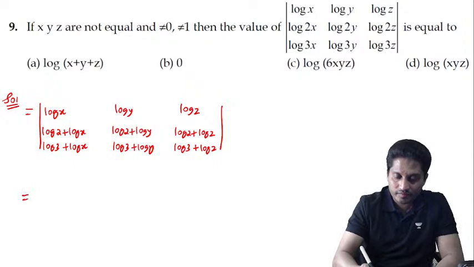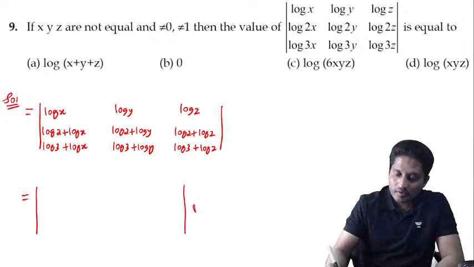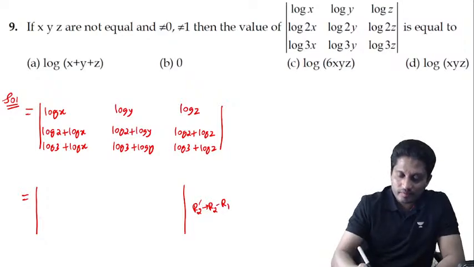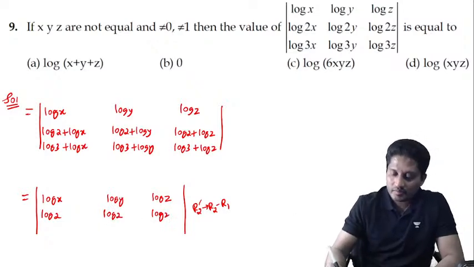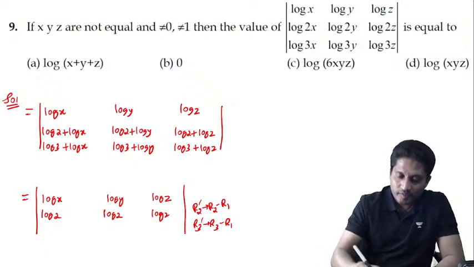Right, now determinant of, I'm going to change R2 to R2 minus R1. First row will be equal to log x, log y, log z. R2 minus R1 is log 2, log 2, log 2. R3 minus R1 will be equal to log 3, log 3, log 3.